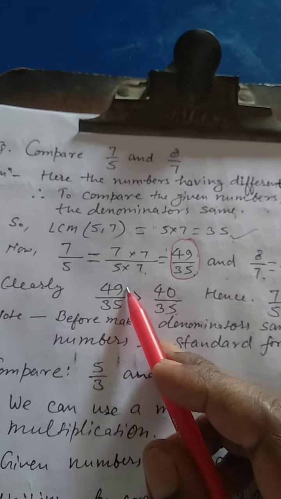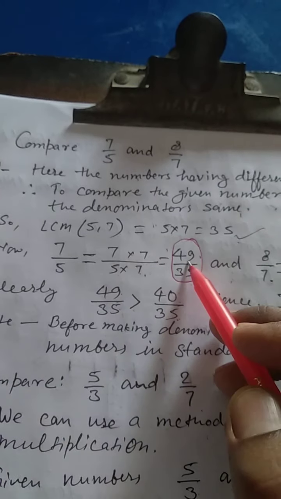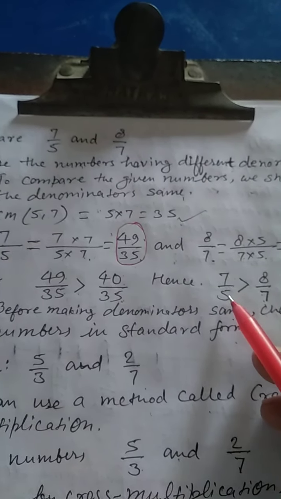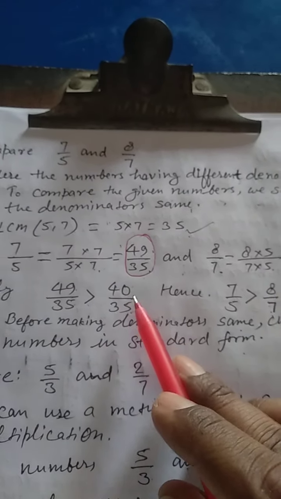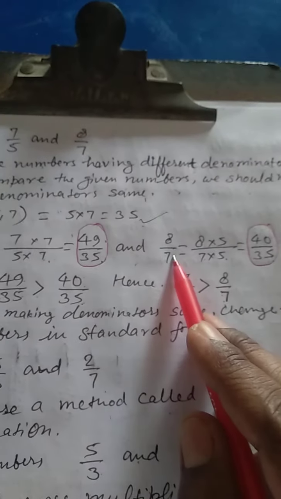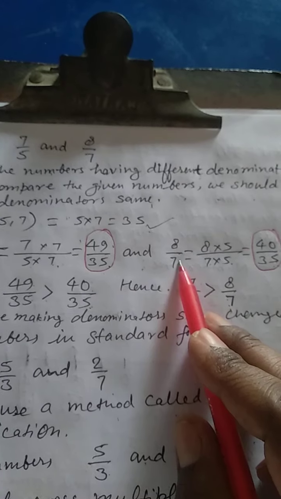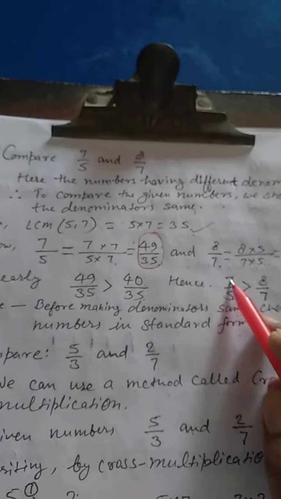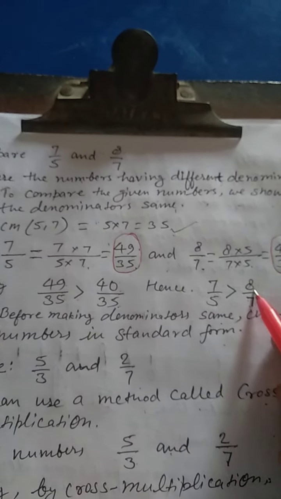Now 49 by 35 is for 7 by 5. So here I am writing 7 by 5. And 40 by 35 is for 8 by 5, 8 by 7. So I am writing here 8 by 7. Hence 7 by 5 is greater than 8 by 7.